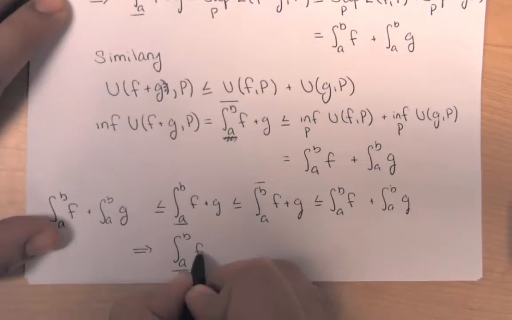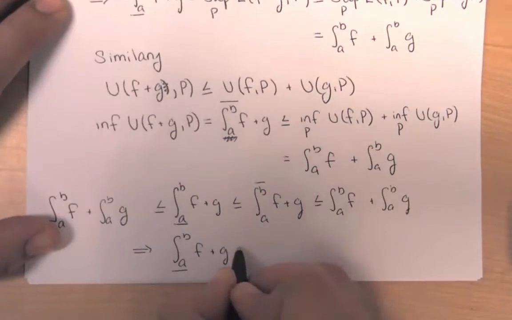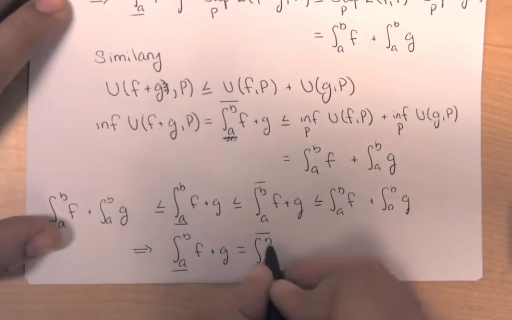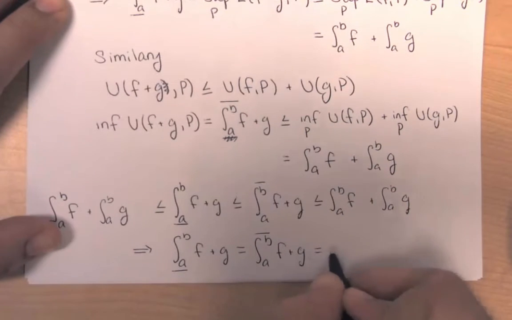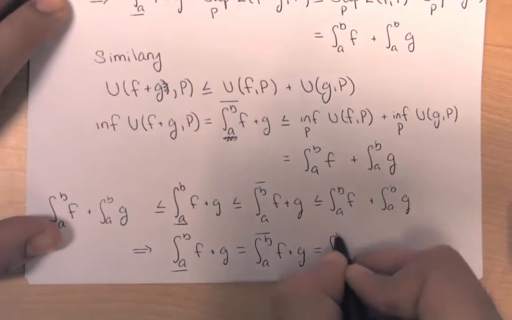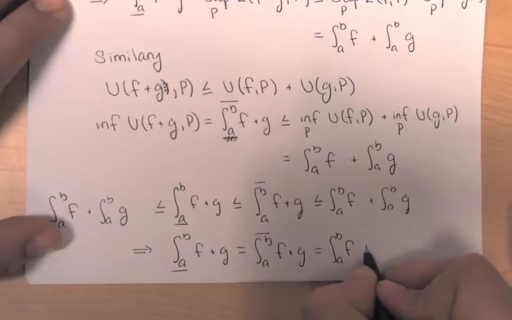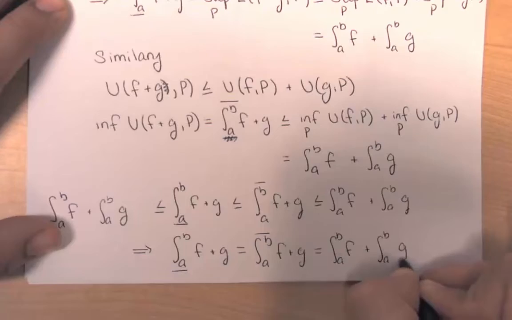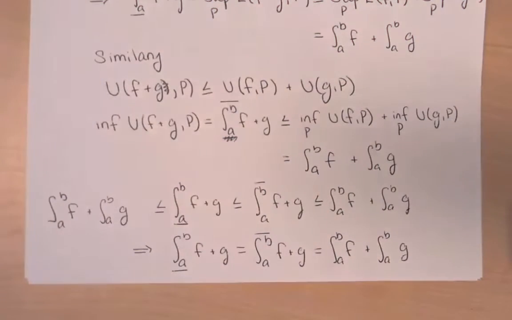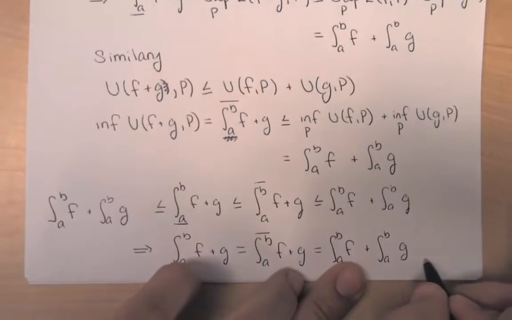Therefore, the lower sum equals the upper sum, which equals the integral of f plus the integral of g. We've proven our result.